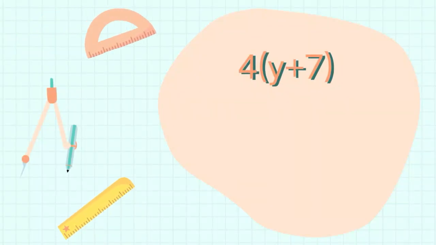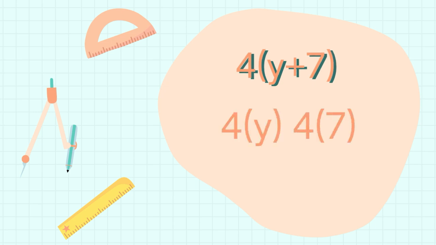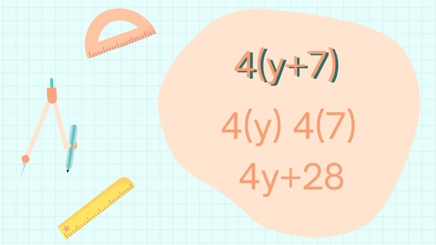In this next example, we have 4 on the outside of the parentheses, and on the inside we have y plus 7. So again, we're going to distribute the 4 times y, and then 4 times 7. When we multiply 4 times y, we get 4y. And when we multiply 4 times a positive 7, we get a positive 28. 4y plus 28 is our simplified expression.